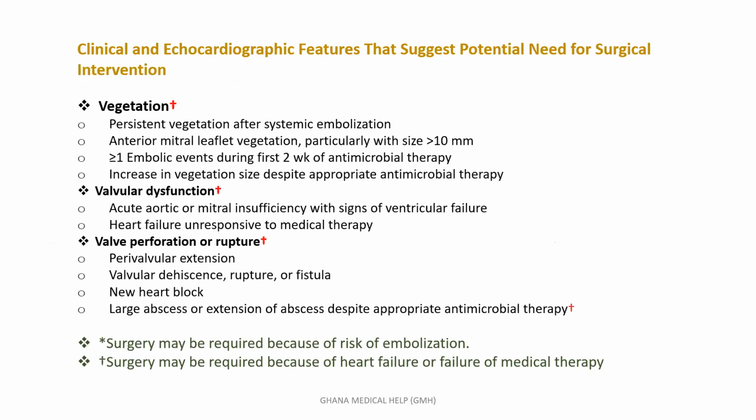So clinical and echocardiographic features that suggest potential need for surgical intervention. For vegetation, there should be persistent vegetation after systemic embolization, anterior mitral leaflet vegetation, particularly with size more than 10 millimeters, then more than or equal to 1 embolic event during the first 2 weeks of antimicrobial therapy, and increase in vegetation size despite appropriate antimicrobial therapy.